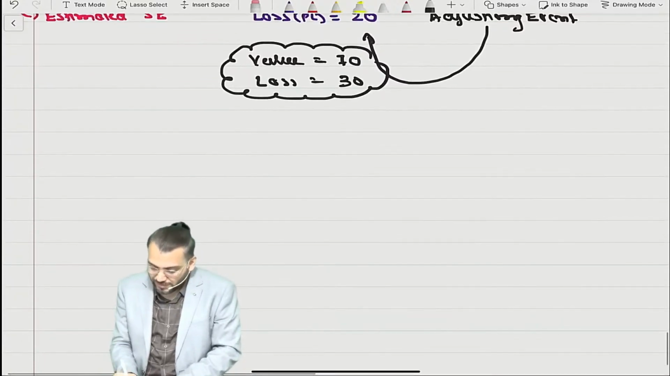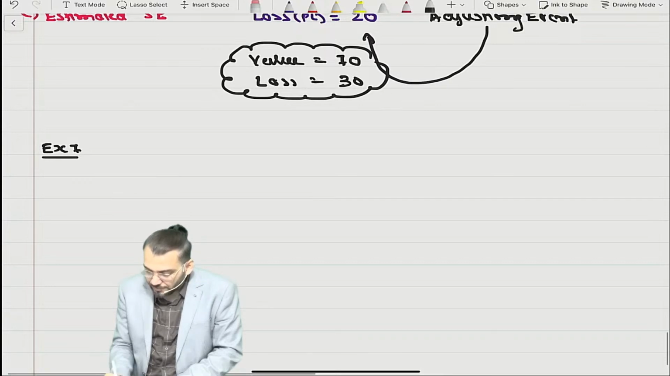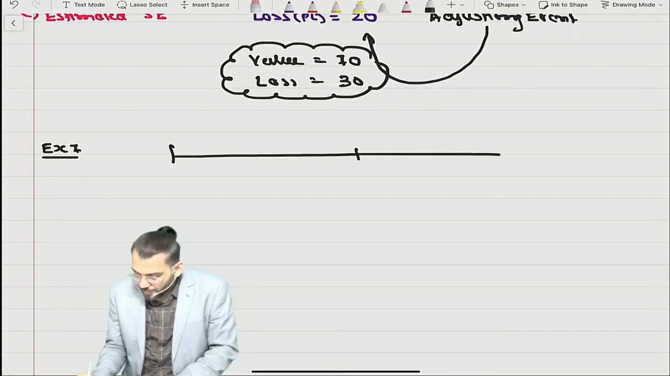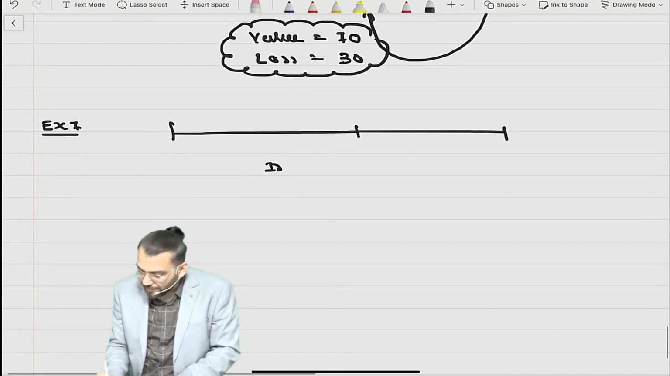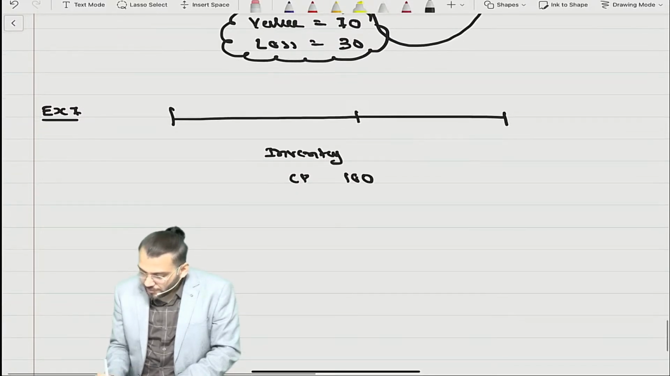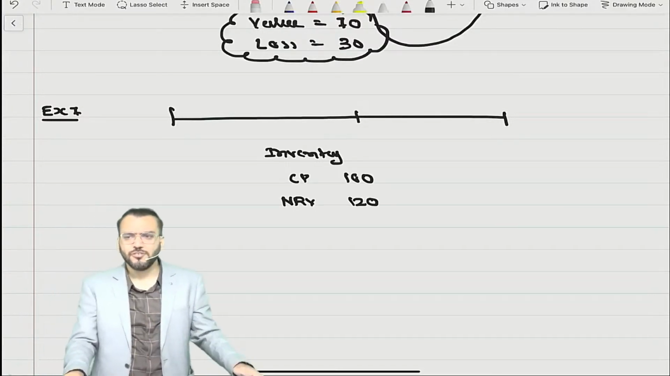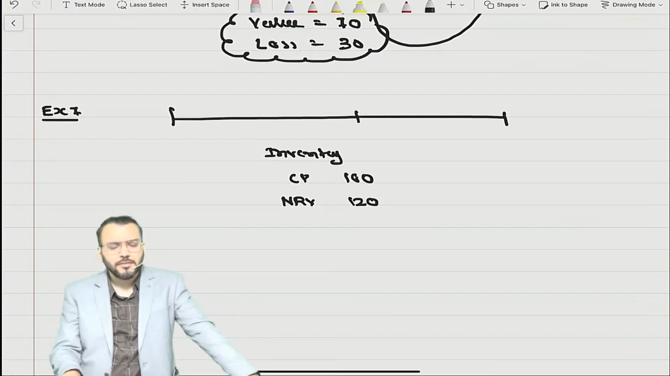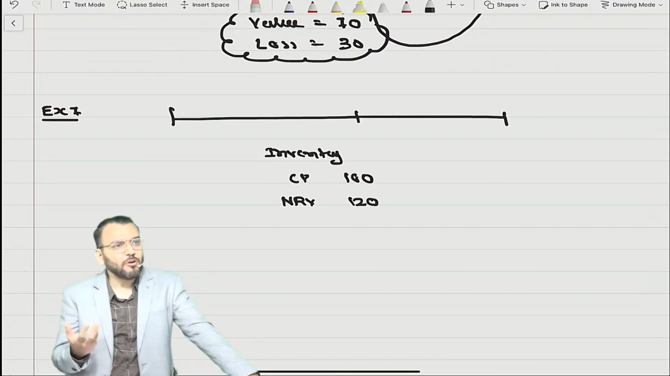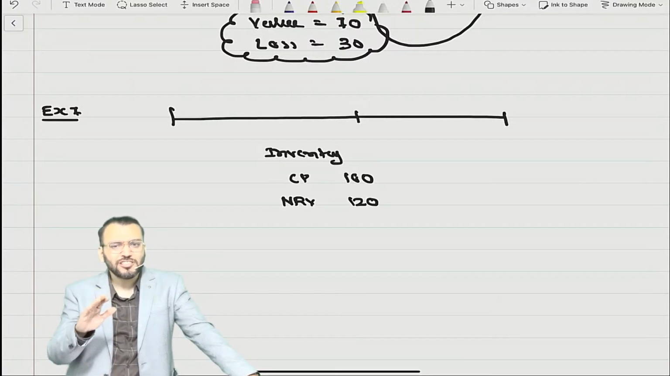Correct. Come to one more, example number 7. Once again, inventory only. Cost price is equal to 100 and NRV is equal to 120. Now what happened? Before I give some information, my question to you all: normally, there is some inventory which may become obsolete, and because it becomes obsolete, of course it cannot be sold at cost price, it will be sold below cost price.